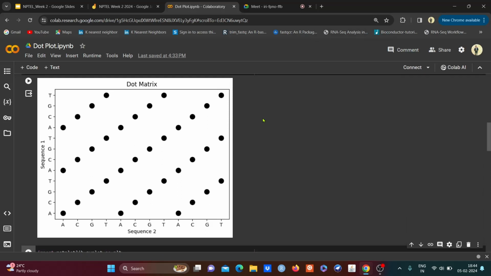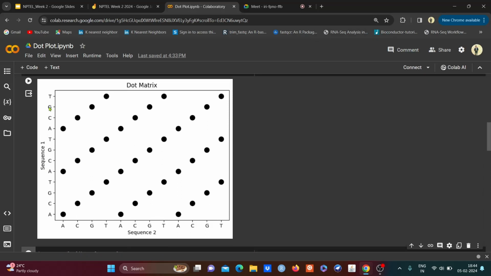Then comes the dot matrix. Sequence 1 I have taken on the y-axis, sequence 2 on the x-axis. Now in sequence 1, if we have A, we place a dot here, near the origin in the leftmost corner. Based on similarity, if an amino acid is present on the x-axis and a similar amino acid is present on the y-axis, we keep on placing the dots. Since this is a completely related sequence, we see all the dots aligned very well along the diagonal.